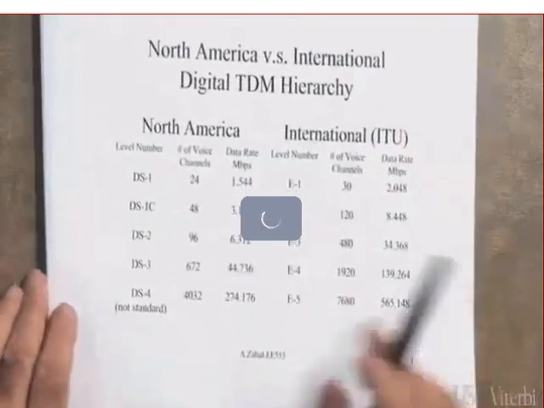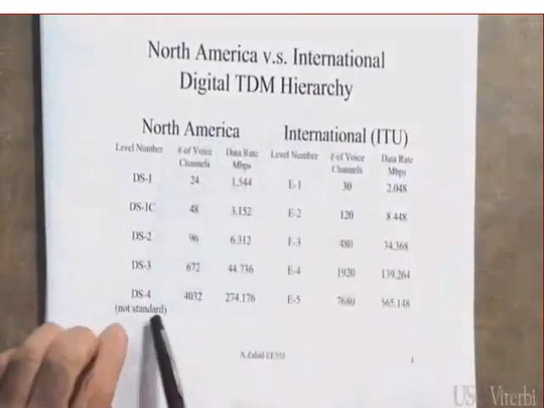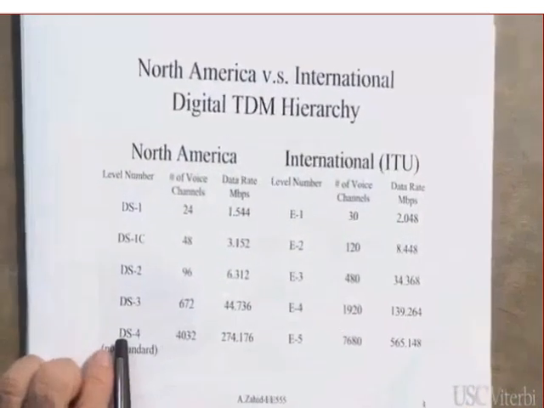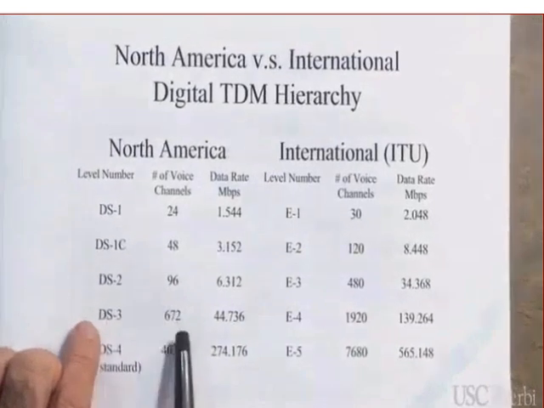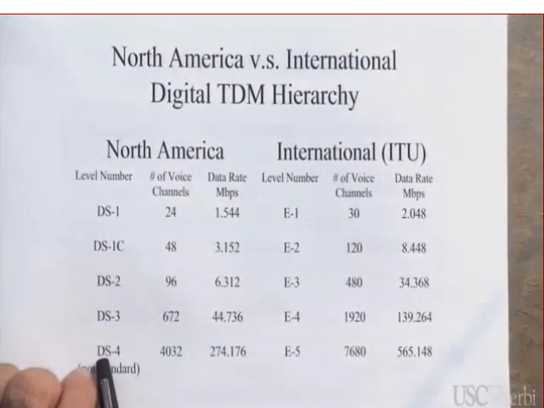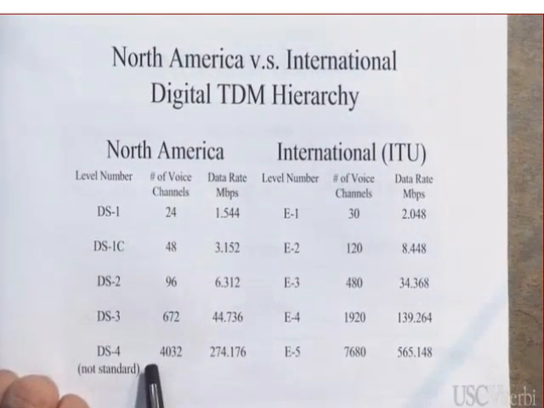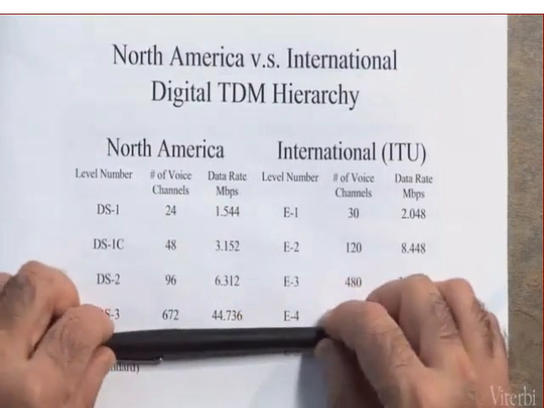Okay. Now, again, this is another chart that shows you the digital hierarchy. By the way, you notice the DS4 here, they went a little bit higher than DS3, by 6 times. In other words, DS4 is 6 times DS3. But this is not a standard. It's not part of the standard. So the standard actually stopped in here.